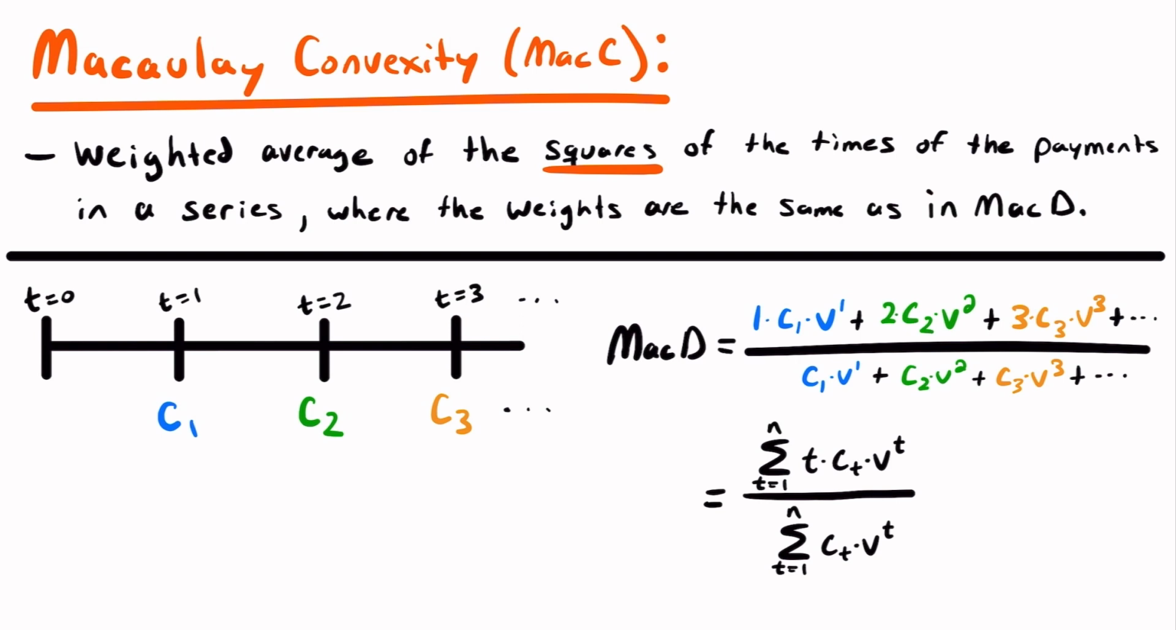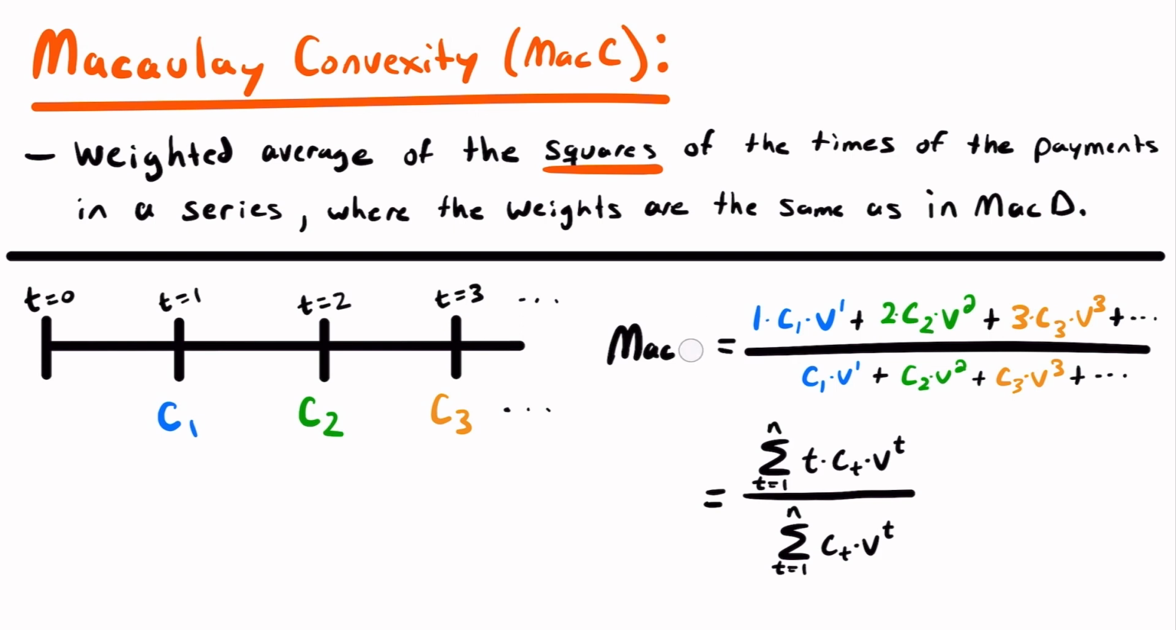And now comparing that to the definition of Macaulay convexity, the MacC is the weighted average of the squares of the times of the payments in a series, and the weights are going to be the same as in the MacD. And so what that means is that the only difference in the calculation between the Macaulay convexity and the Macaulay duration is that we're going to be squaring the time of each of the payments. All right, so here's what that looks like.